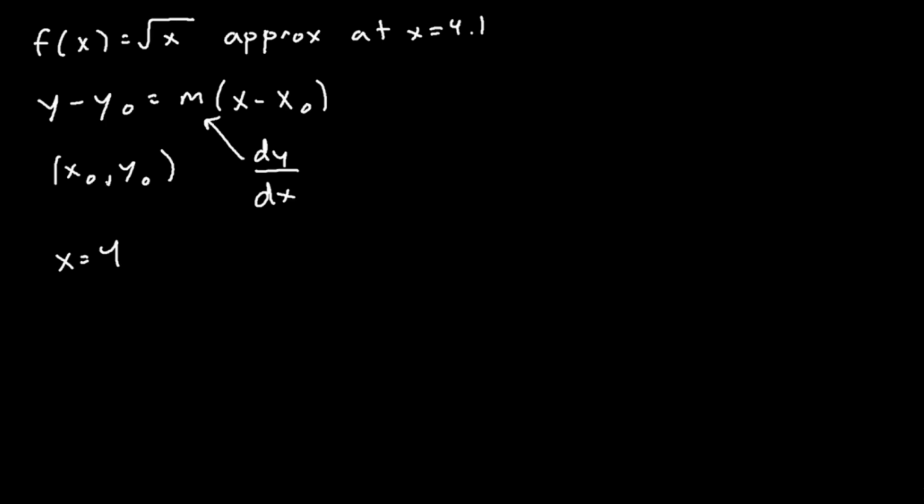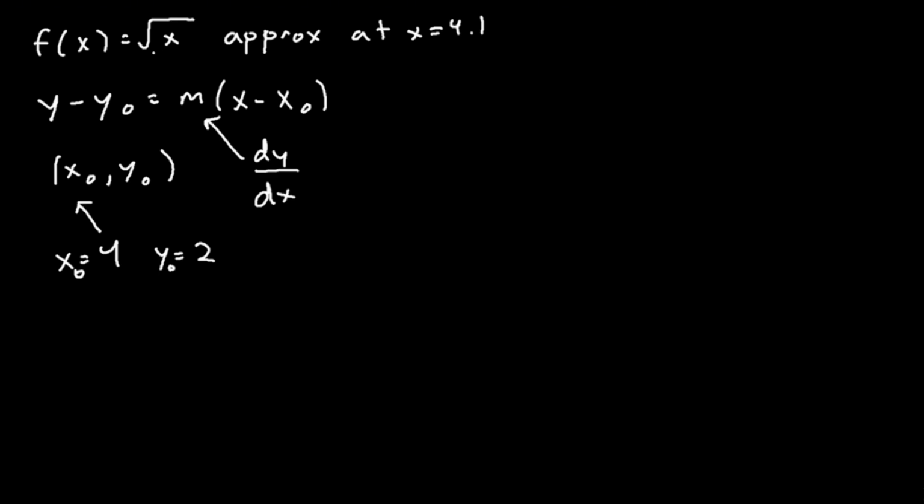Now we need to find the y null value. We have the x null value because that is the point on the graph that the tangent line intersects. So y null is 2. And why is that? Well, because if you just plug 4 into the square root, you get 2. So that's why we're using 4 and 2 here.